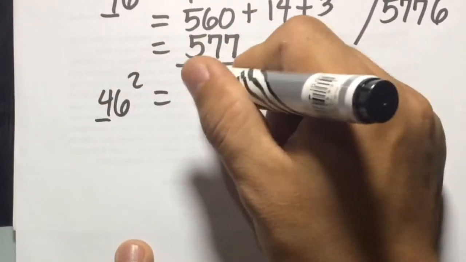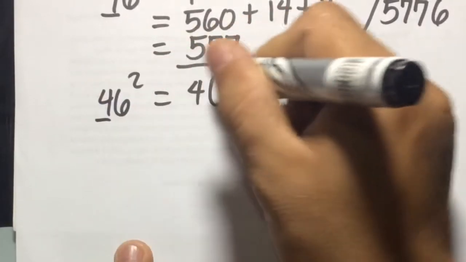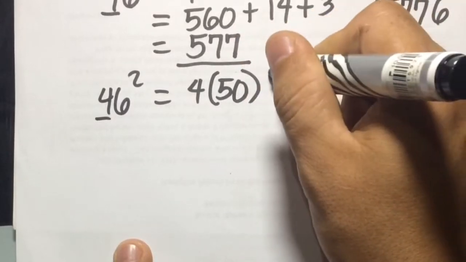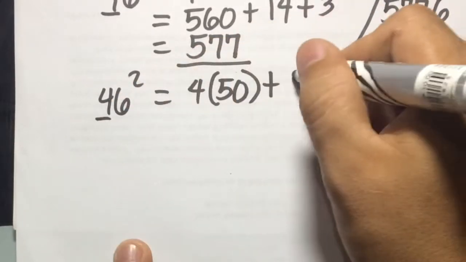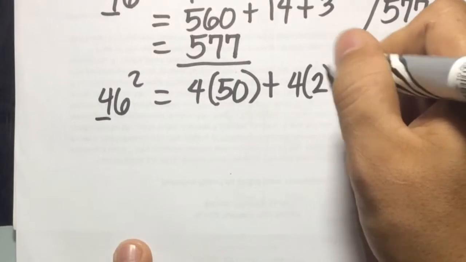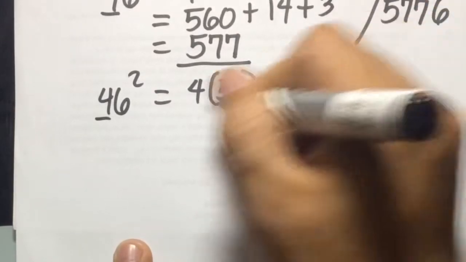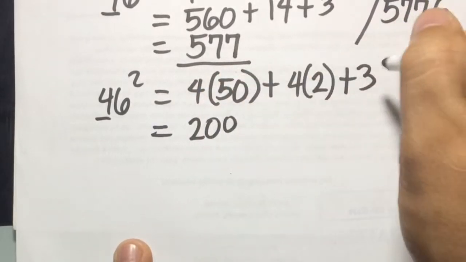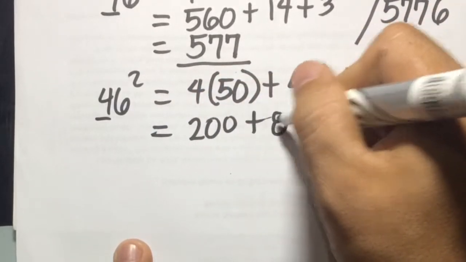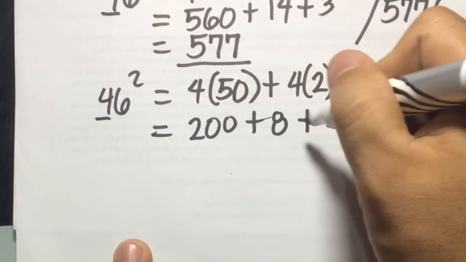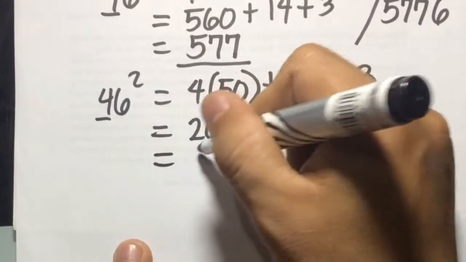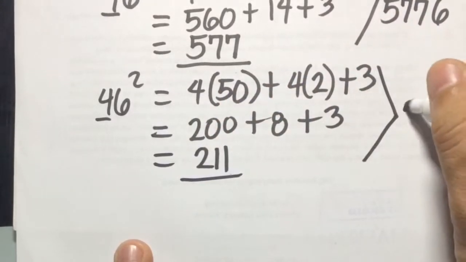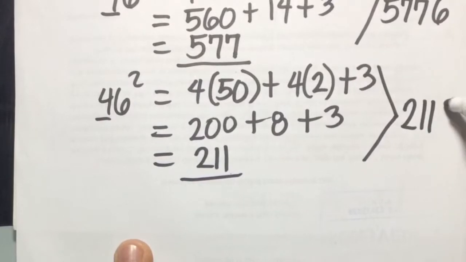Okay, last one. Let's have 46 squared. So first digit is 4, so 4 times the next digit of 4, which is 5, then add 0, then plus the number 4 times the constant number 2, then plus 3. So 4 times 50 is 200, then 4 times 2 is 8, then plus 3. So 200 plus 8 plus 3 is 211. So those are the first digits, so our answer will be 2,116.